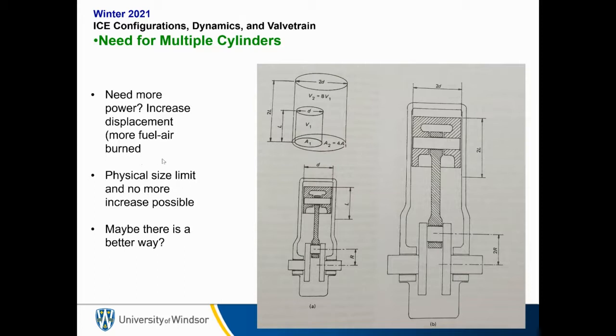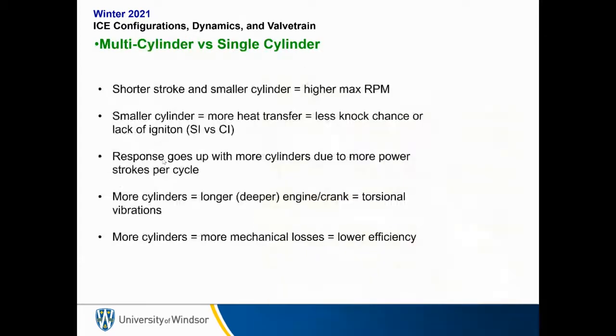So eventually engineers and automotive manufacturers said, there's got to be a better way than just keep making this cylinder larger and larger and larger. So eventually they figured, why don't we design engines with multiple cylinders? With multiple cylinders, we can have shorter stroke and a smaller cylinder. That means you can have a higher maximum RPM.